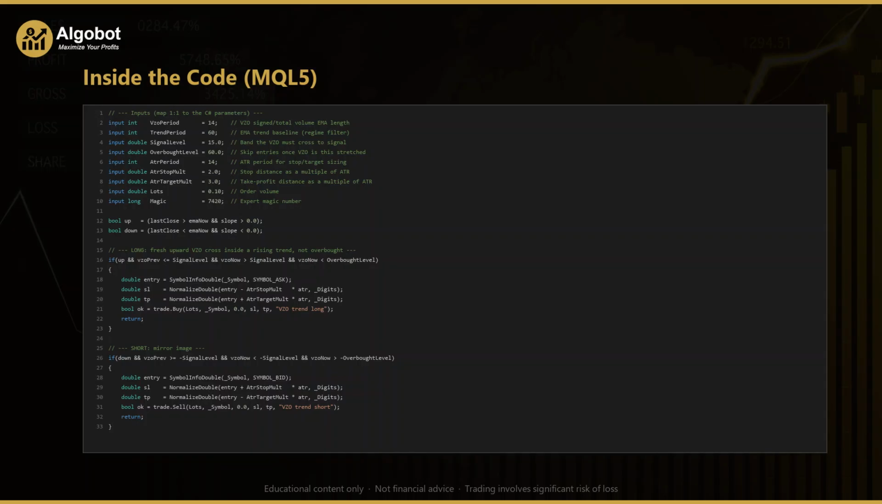Below that are two Boolean checks. Up is true when the last close is above the baseline and the slope is positive. Down is the opposite. Look at the long block. The condition asks that up is true, that the oscillator was at or below the signal level on the previous bar, that it is now above the signal level, and that it is still below the overbought level.